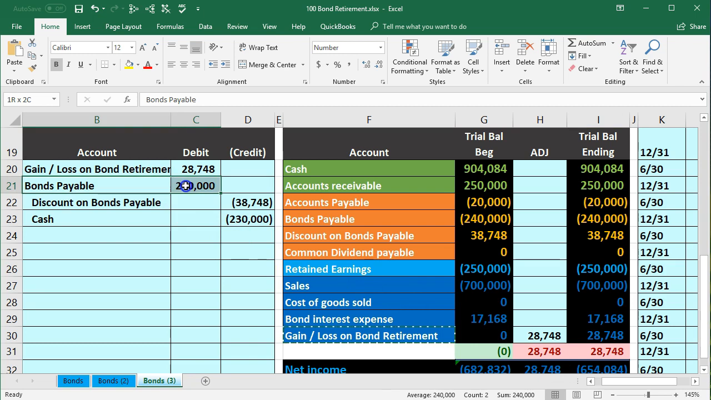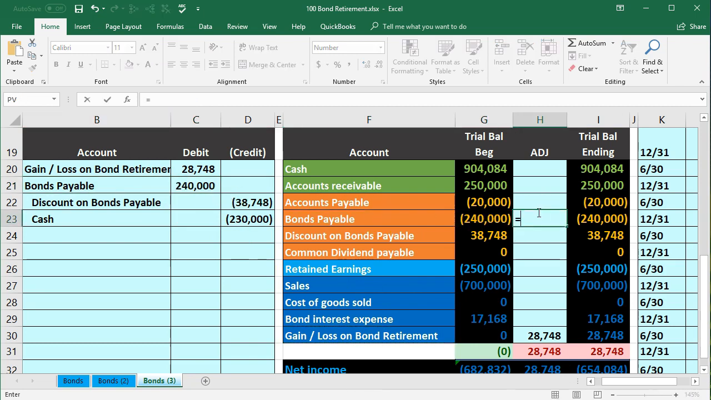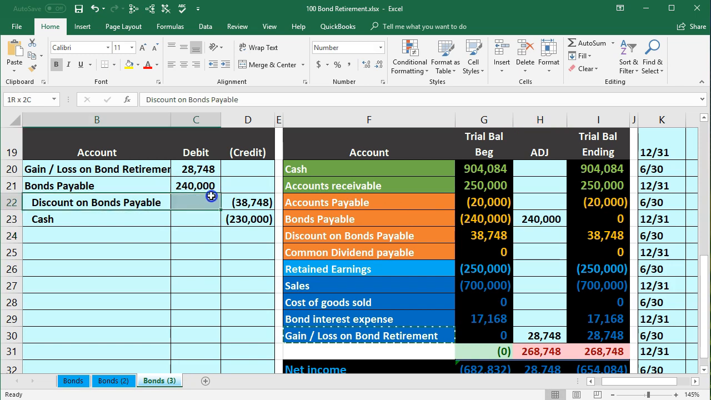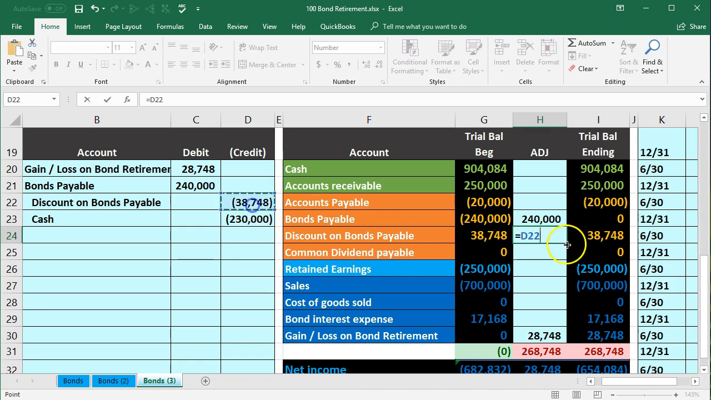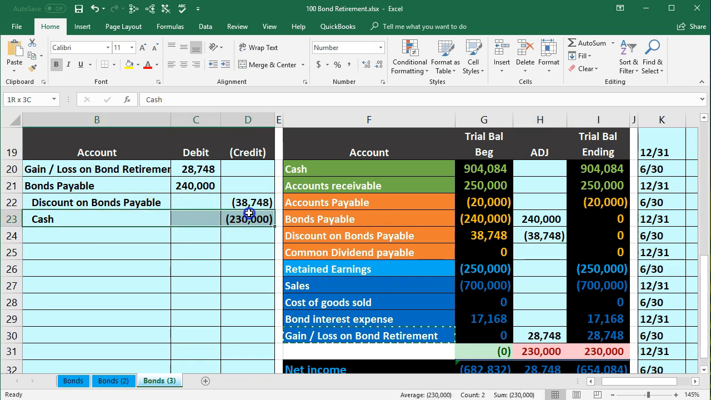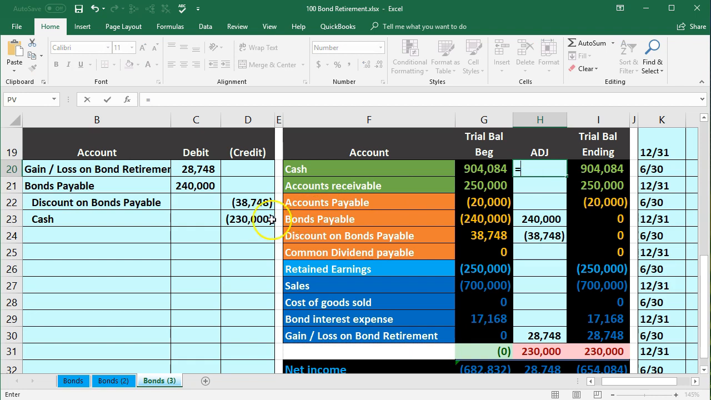And then here's the bonds payable. Here it is on our worksheet. We're in the middle column, H23 equals the 240, bringing the bonds payable to 0. Here's the discount. Here it is on our worksheet. We're in the middle column, H24 equals the 38,748, bringing it to 0. And then we've got the cash going to H20 equals the 230, bringing the cash to 0 and putting us back in balance.